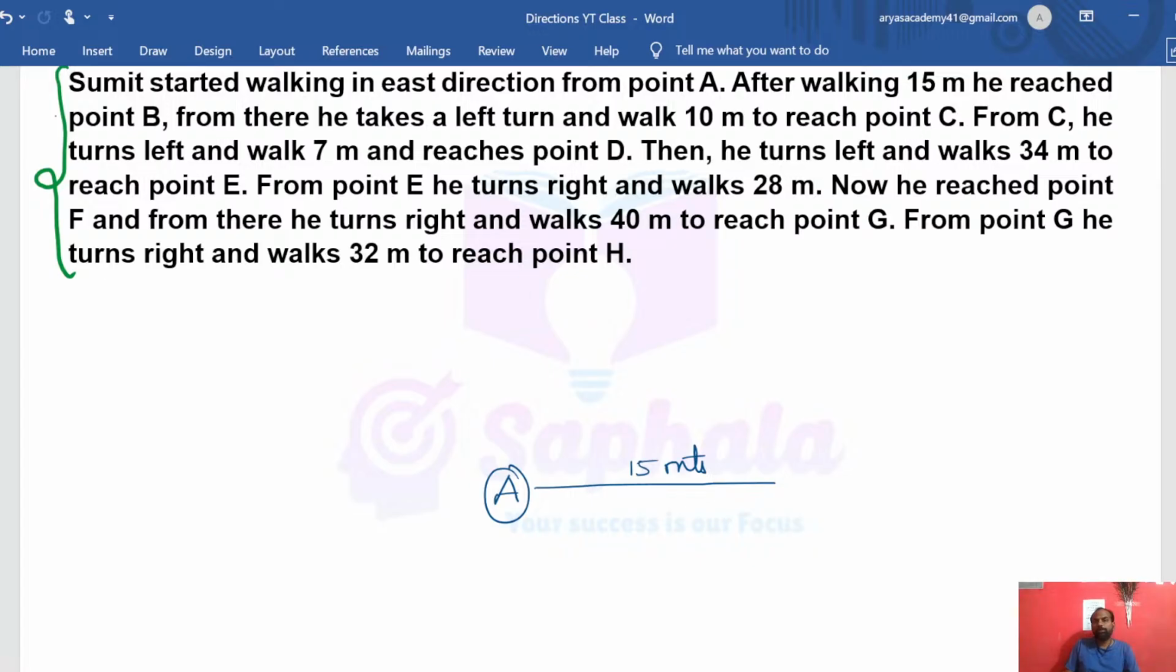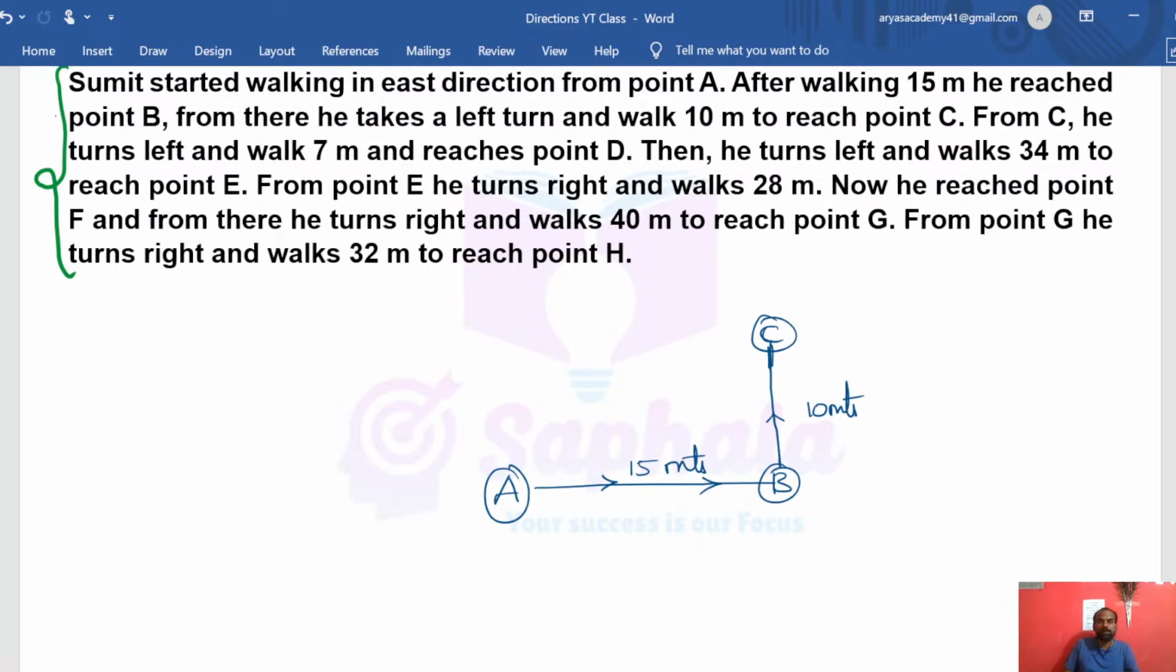Now he walked 15 meters and he reached point B. Here comes point B. Okay, na? Fine. Then that means from point B he takes a left turn. As he is moving towards east, if he takes a left turn, he has to move upwards, means towards north. So he takes a left turn and walked for 10 meters to reach point C. So he has to move for 10 meters, and then comes point C.